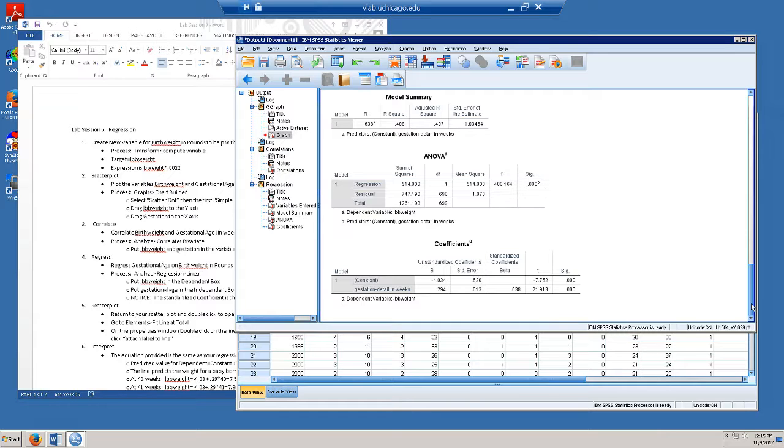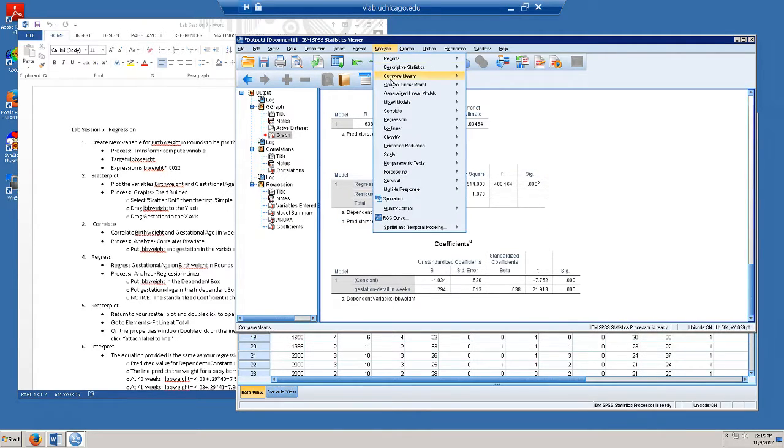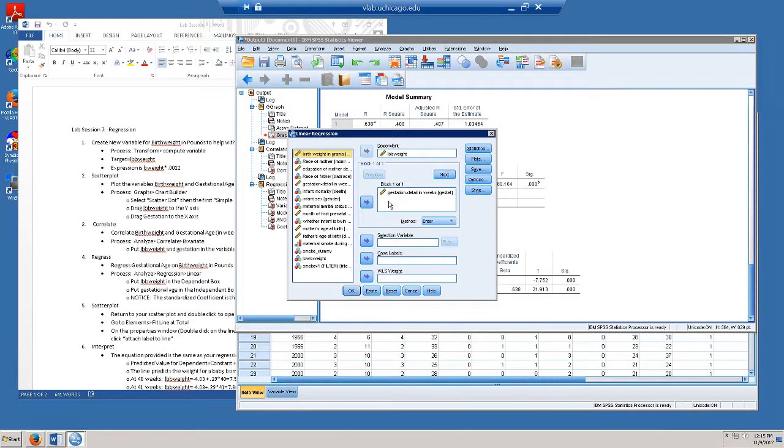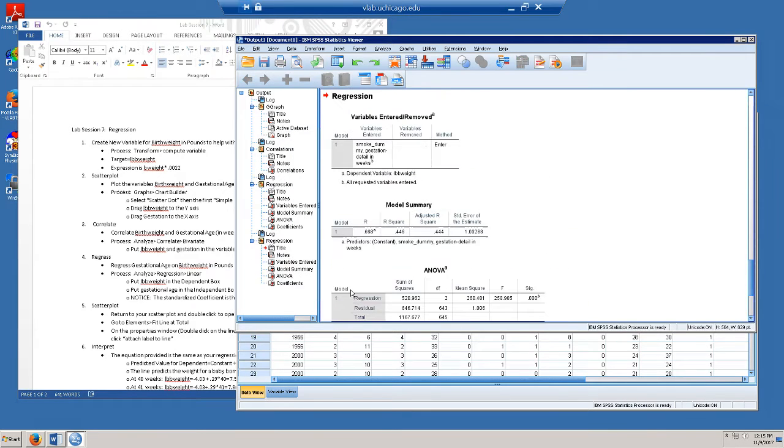So let's add another one. So we're going to go to Analyze, Regression, Linear, and let's add what this whole thing is about. Does everybody have the smoke dummy that they created last time? Okay, well, we're going to add that to our regression. So put that in the independent variables in this block 1 and hit OK.